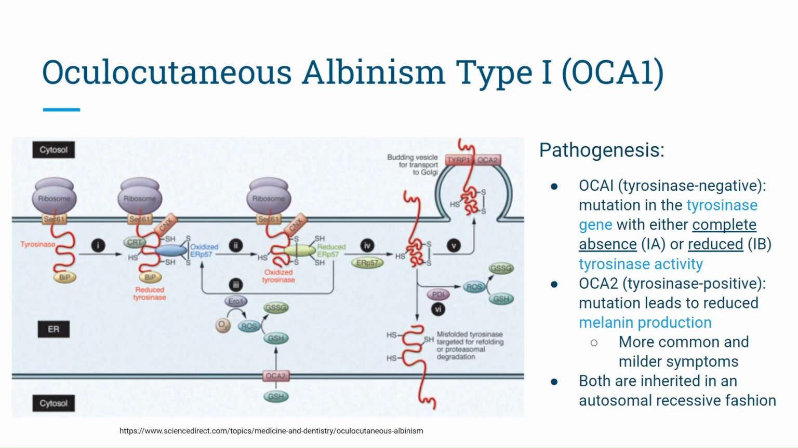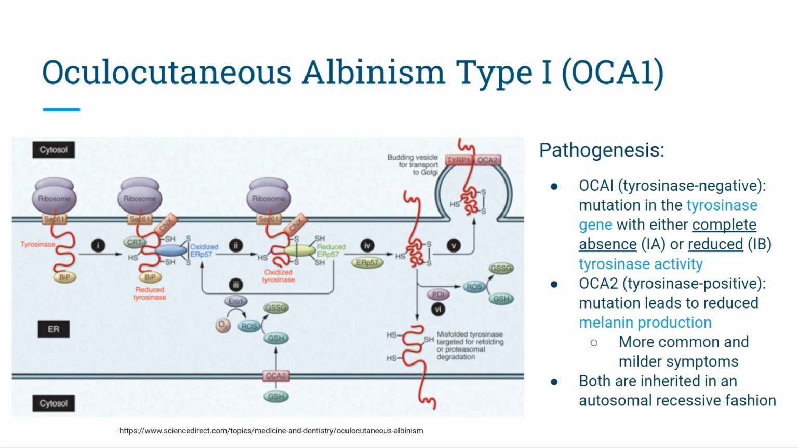So here's a mechanism that helps break down tyrosinase's role in synthesizing vesicles to then transport out. You're going to see that it accumulates a few different products as it goes through the endoplasmic reticulum. Not incredibly high yield for the disease state, but more for if you're interested in learning about the biochemistry of it. Do note that OCA type 1 is a mutation in the tyrosinase gene with either complete absence, which is 1A, or reduced activity in 1B.